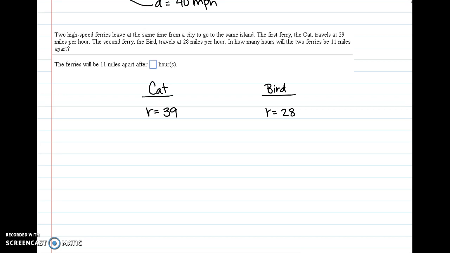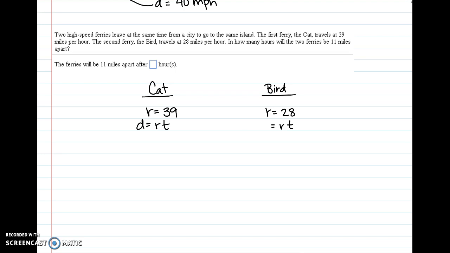So here's what is interesting. We don't want distance to be the same. In the last two problems with Fritz and Maria, distance was the same. But for these ferries, distance is not the same. So remember, distance is rate times time. But we don't want these distances to be the same. In fact, we want them to be 11 miles apart.